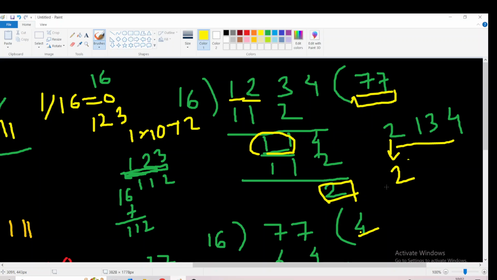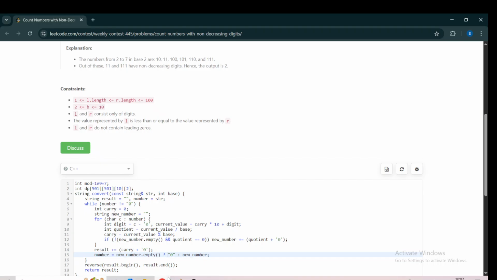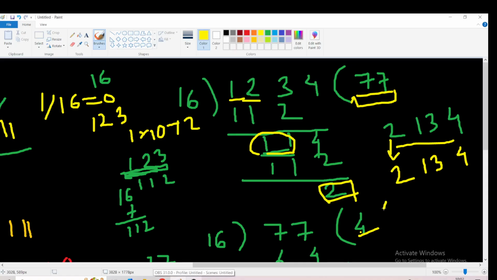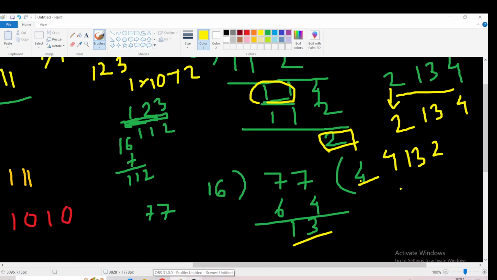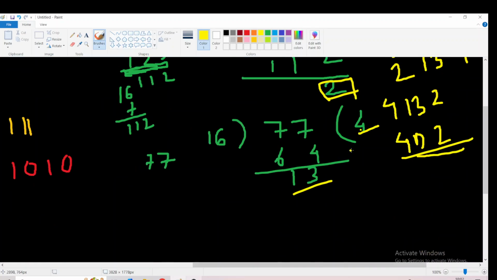After dividing again, we'll get 13 as the remainder. We'll add 13, and our new number will be 4, and at the end we'll get 2, 13, 4, and then we'll reverse the result. So our final answer will be 4, 13, 2. If we represent it in hexadecimal format, 13 is D, so it will be 4D2. If we represent 1234 in base 16 format, it will be 4D2.